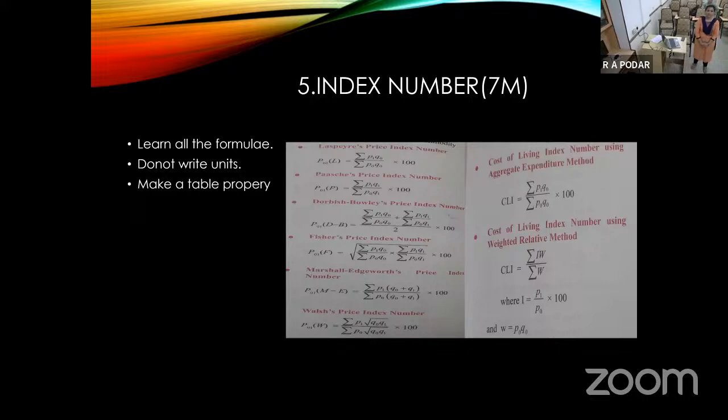So while making the table, no need to find out all the values. Only P1, Q1 is given. So the next column should be P1 into Q0. The last column should be P0, Q0. And we have to write the summation carefully and just implement it in the formula. By implementing in the formula, you have to write the basic formula and then use its particular value. Okay, so if you are not writing the basic formula, you are going to lose marks.